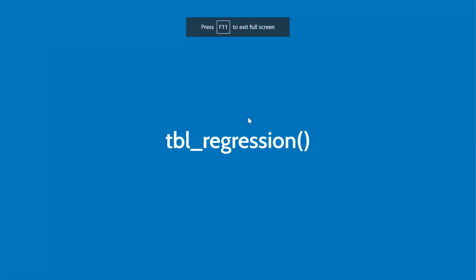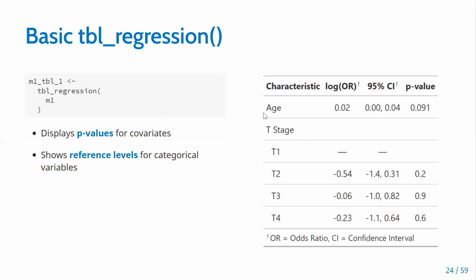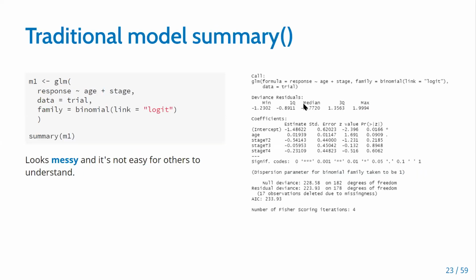All right, let's move on to summarizing regression models. So you've all seen the traditional summary of a regression model in R. It is messy. It's not easy for others to understand oftentimes. It's not easy to digest. So thank goodness we have this function now. Before I go on, by the way, this is a logistic regression model using age and stage to predict tumor response in our data set.